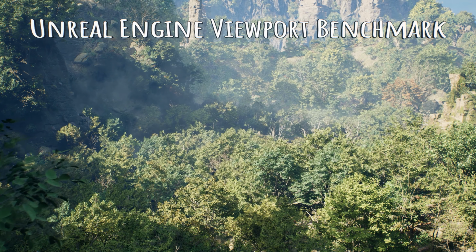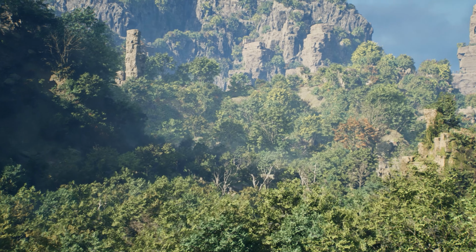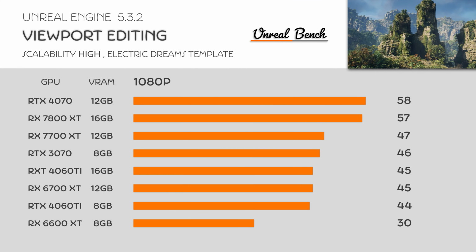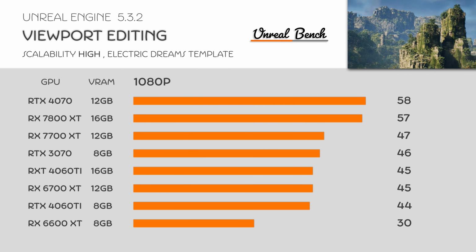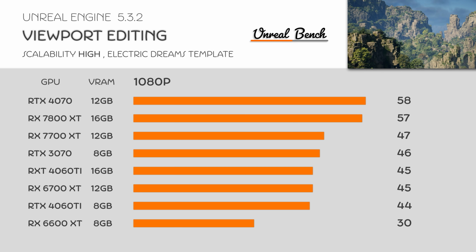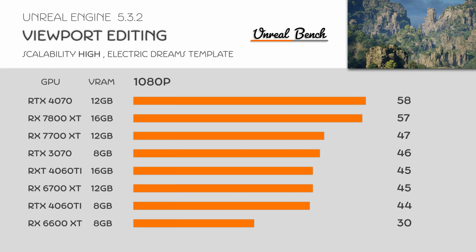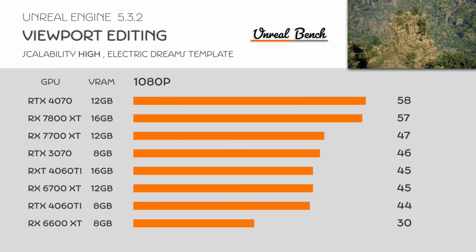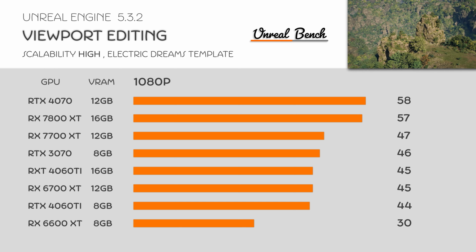Let's start with the first benchmark. Here we test the editing in the viewport. The benchmark simulates the situation as if you were working normally with the Unreal Engine. All tested cards do their job in 1080p. The 6600 XT already reaches its limits here, but the 4070 and 7800 XT have a clear FPS advantage.